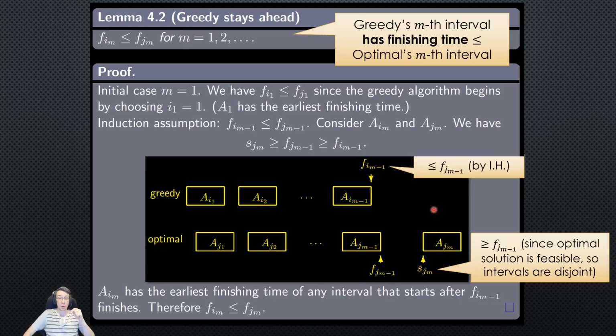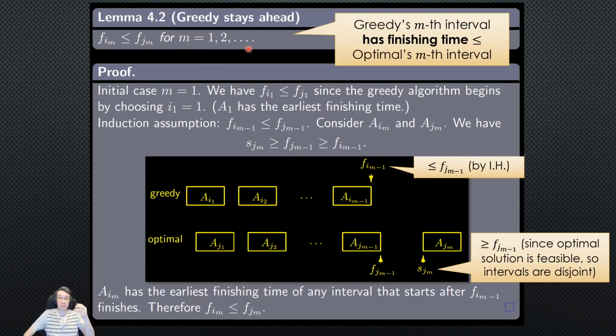And greedy is going to choose the interval with the smallest finishing time that it can choose in this step. So whatever it chooses is going to have finishing time less than or equal to A_J_m's finishing time, because it can choose A_J_m. Therefore, whatever it chooses will have finishing time f(I_m) less than or equal to f(J_m). So that's the proof of this lemma, which will be useful.